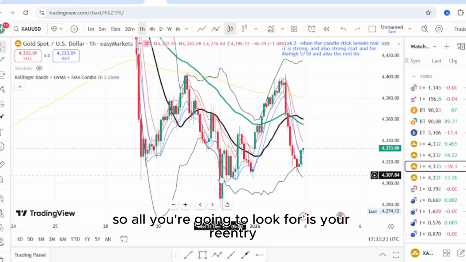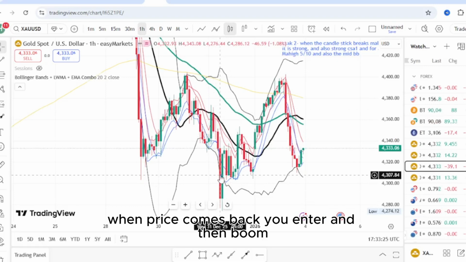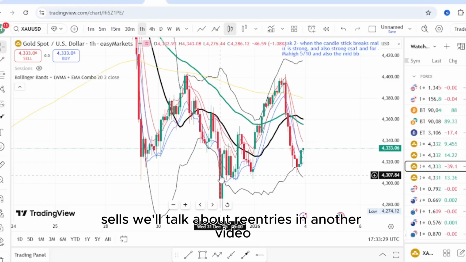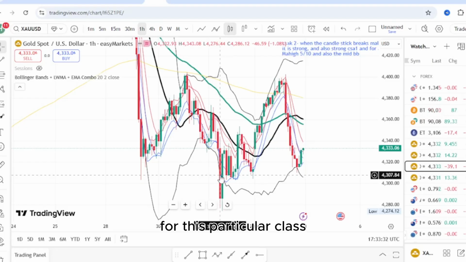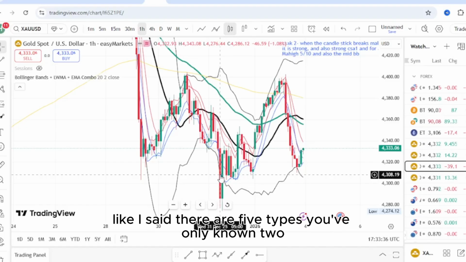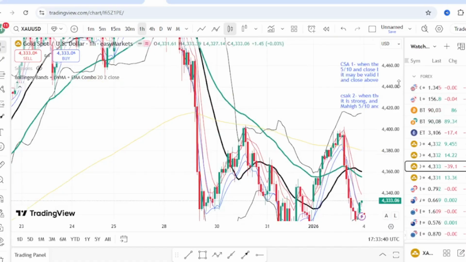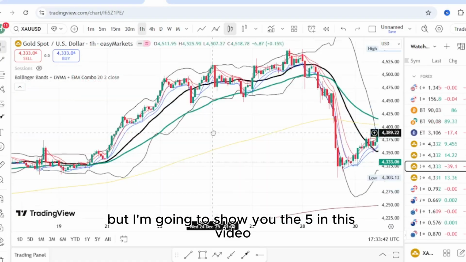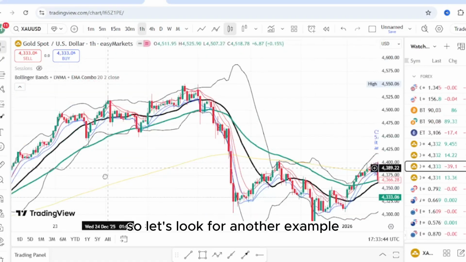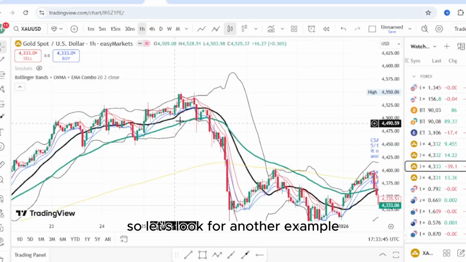We'll talk about re-entries in another video. For this particular class, we're only going to talk about CSAK. Like I said, there are 5 types. You've only known 2, but I'm going to show you the 5 in this video. So let's look for another example of a sell. Another example of a sell is here.